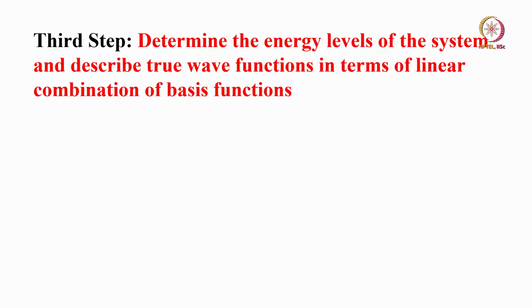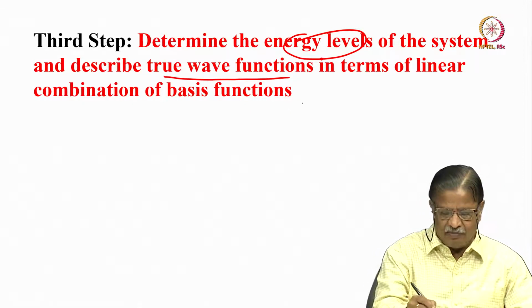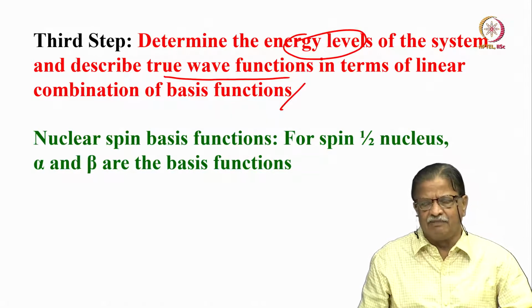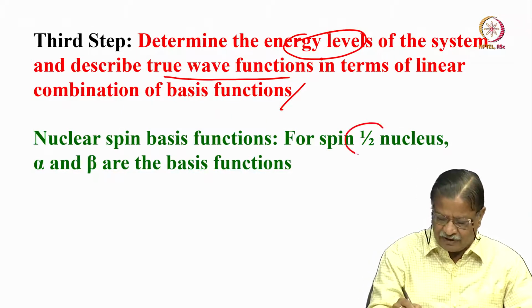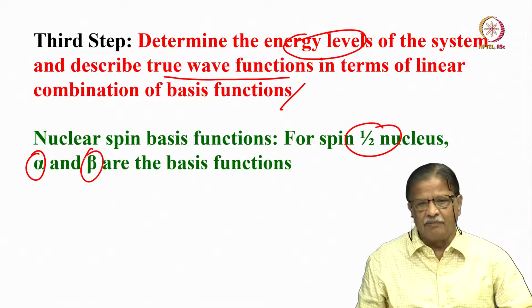Next, third step, we have to determine the energy levels of the system, and describe the true wave functions in terms of a linear combination of basis functions. What does it mean? I said the nuclear spin basis functions for a spin half nucleus, as I already told you, are alpha and beta.